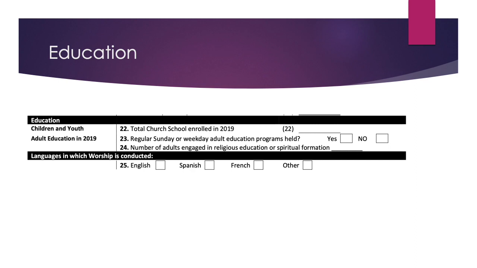23 is a question. Do you hold regular adult education programs? Yes or no? And if you do, what's the total number of adults? Not the average number that comes, but the total number. If you can think about all the people throughout the year who came to adult ed, how many would that be total? And then another question, what languages is worship conducted?